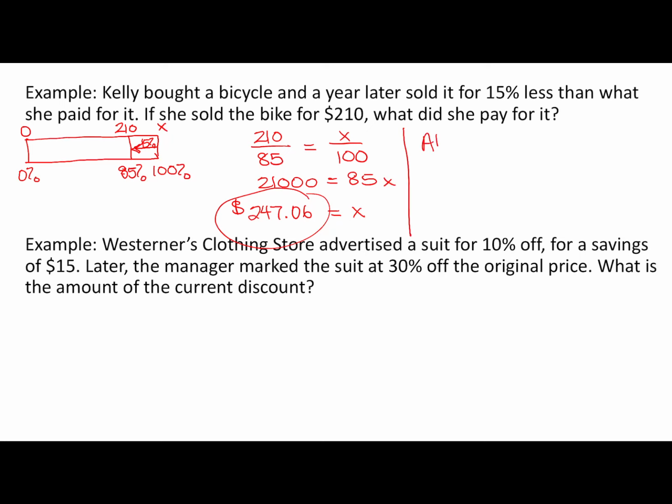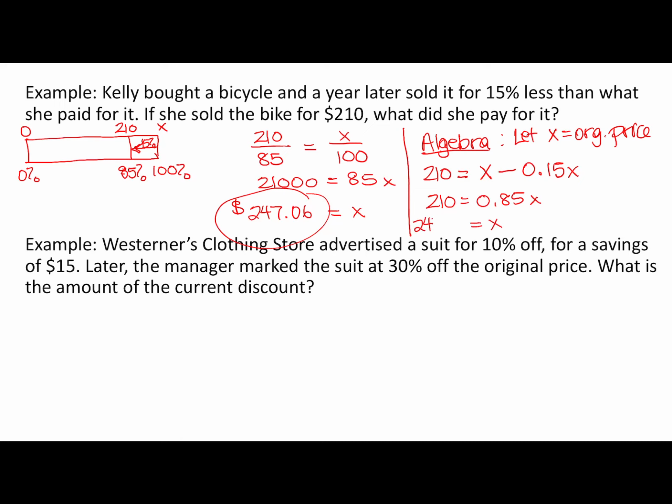If you wanted to use the algebra approach, you might say 210 is what she paid for it. Let's let x be our unknown. In this case, that's the original price. And what she paid was the original price minus 15% or 0.15 times x. That's 210 equals 0.85x, and you can solve for x here. You'll get the same answer.